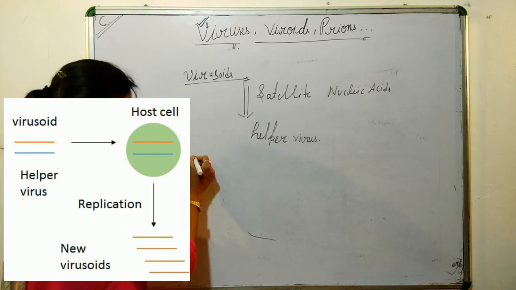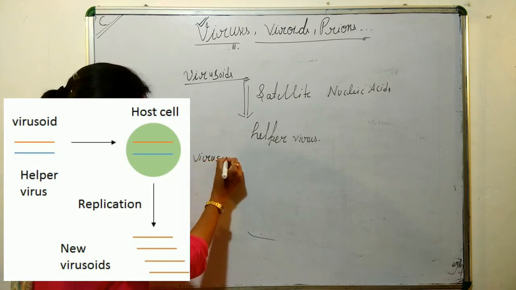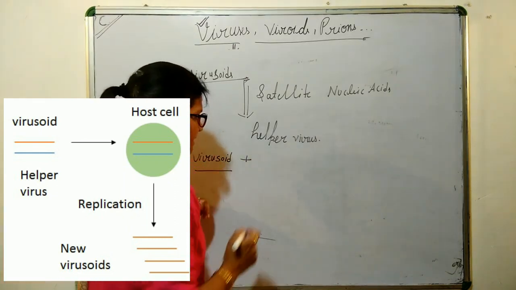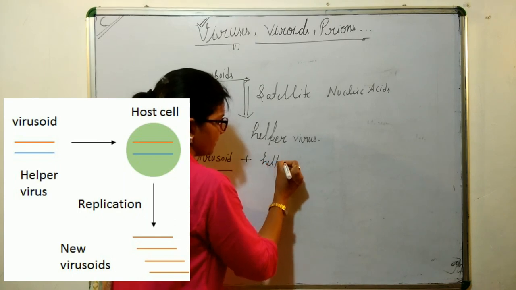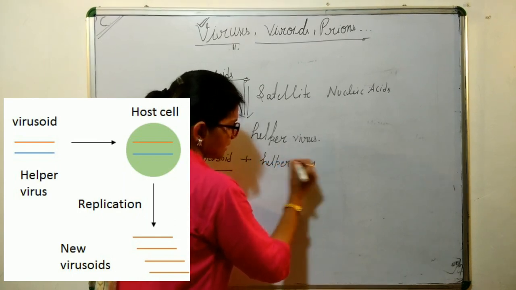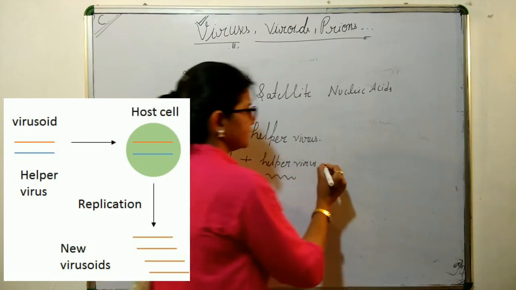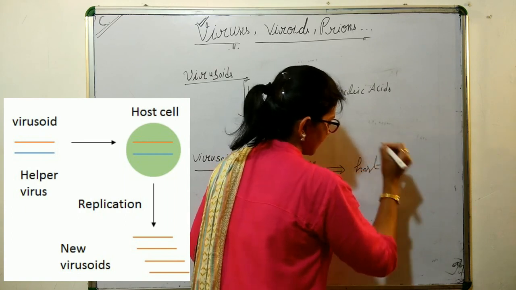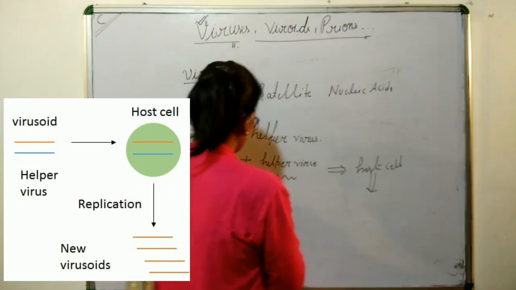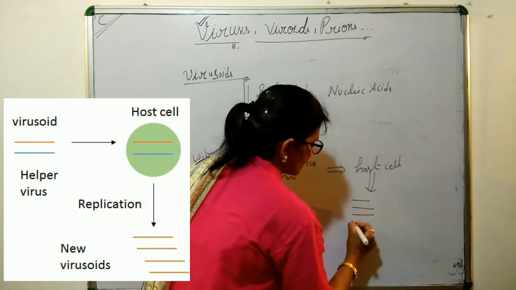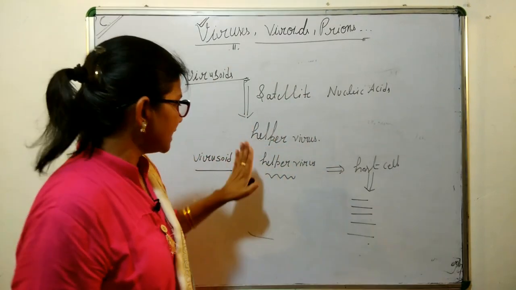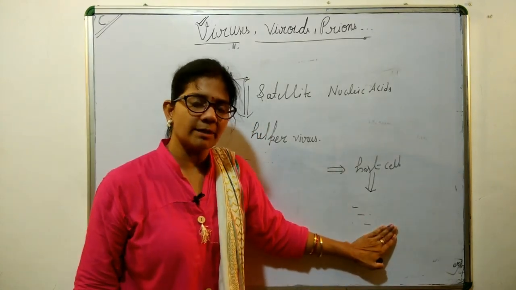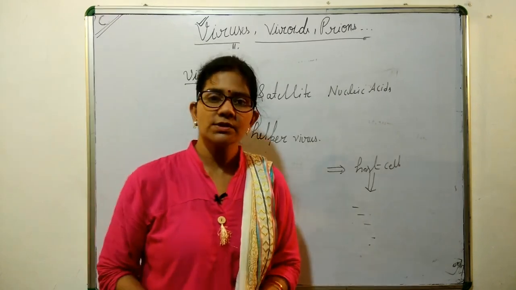So how can we present it? It is your virusoid, which is satellite nucleic acid. If I am presenting this in this form, it is your helper virus. They both insert in the host cell, and only then will these virusoids get replicated. Otherwise, if there is no helper virus, it will not be able to replicate. So it was about the virusoid.